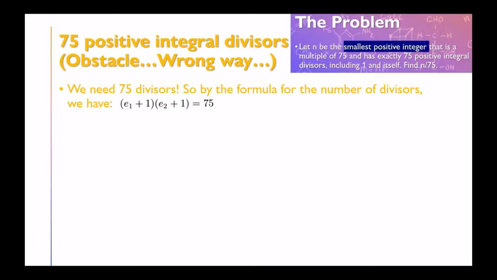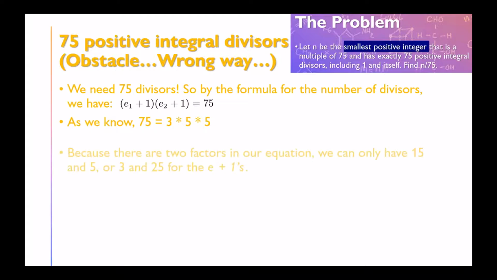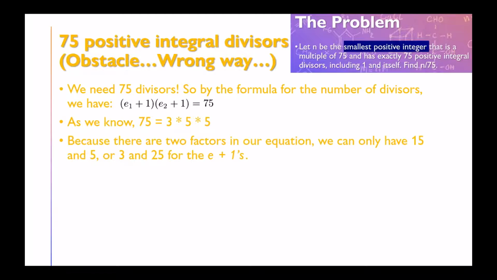And now how do we proceed? Because e1 plus 1 is always a positive integer, and e2 plus 1 is also always a positive integer, we can consider factoring 75 into 3 times 5 times 5. We need to distribute these factors to each of e1 plus 1 and e2 plus 1. So now we have two possibilities. Either e1 plus 1 equals 15 and e2 plus 1 equals 5, or e1 plus 1 equals 3 and e2 plus 1 equals 25. And we can switch these, so 15 and 5 can be 5 and 15, and vice versa.